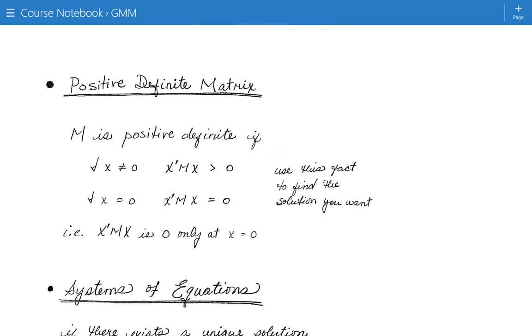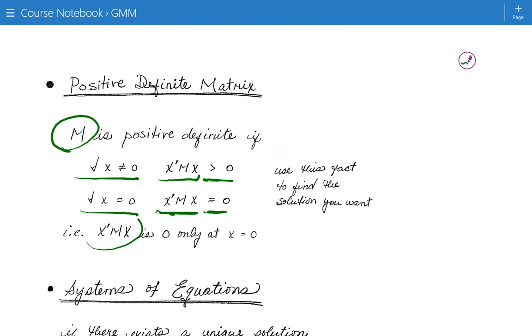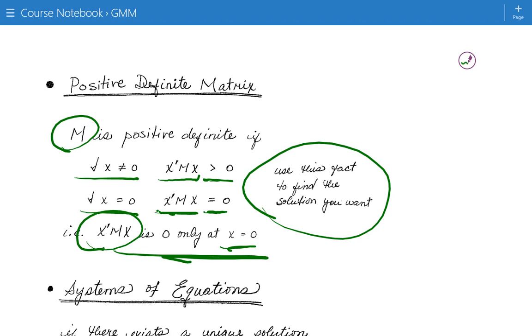Another concept to remember is what constitutes a positive definite matrix. So some matrix M is positive definite if, for all non-zero vectors x, x transpose Mx is greater than 0, and for x equal to 0, x transpose Mx is in fact then equal to 0. This means that x transpose Mx is 0 only at x equals 0. We will use this construction as the basis to get the solutions that we want in generalized method of moments.